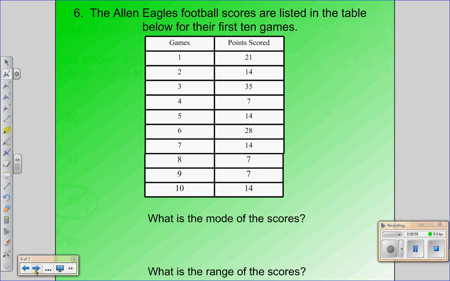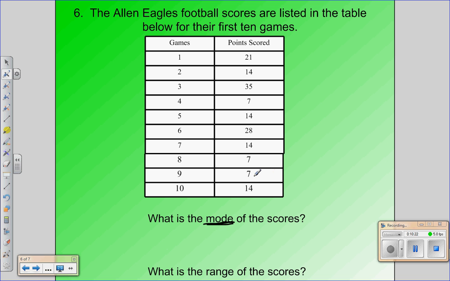All right, moving right along, the Allen Eagles football scores are listed in the table below for their first 10 games. What is the mode of the scores? I want to think mode. When you think mode, you write your numbers in order from least to greatest. On your quiz, on your test, Miss Wiffle and I are going to be looking for that list ordered from least to greatest. So let's write them least to greatest.